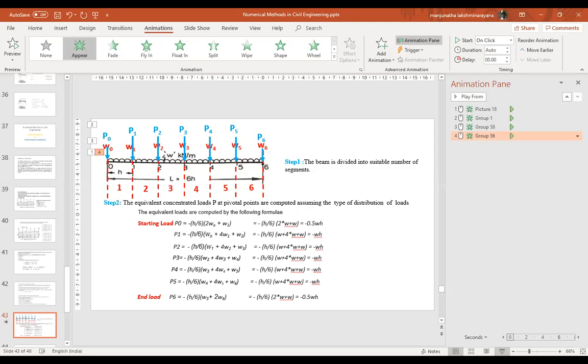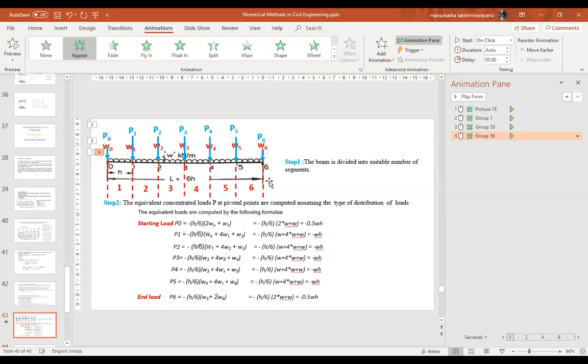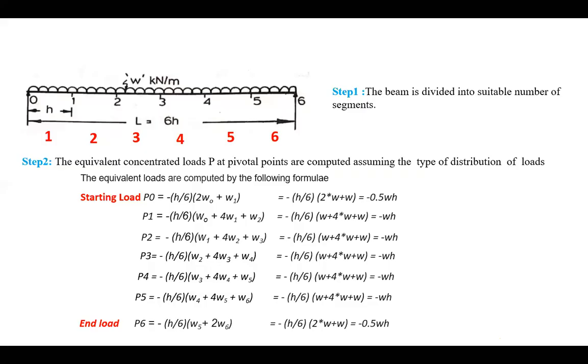Let us consider a simply supported beam with a UDL. We have to divide this into a number of pieces. So step one, I'm explaining. And then step two is that we should find the equivalent point loads by dividing the UDL into a number of pieces. So we have divided it into six pieces.